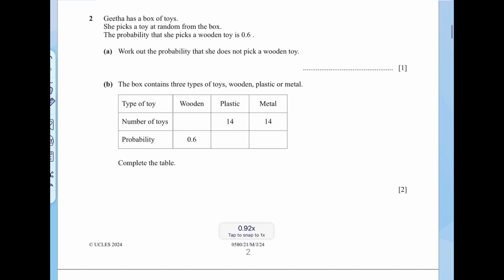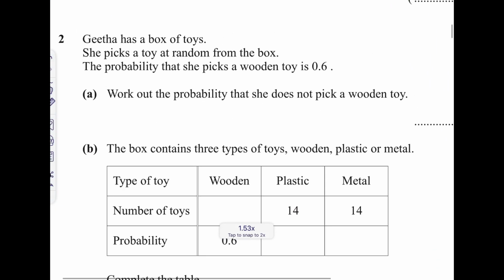Alright, moving on to the next question. It says that Geeta has a box of toys. She picks a toy at random from the box. The probability that she picks a wooden toy is 0.6. Work out the probability that she does not pick a wooden toy. Only 2 events are happening. The total probability is always 1. The probability that she picks a wooden toy is 0.6, so not would be 1 minus 0.6, which is 0.4.